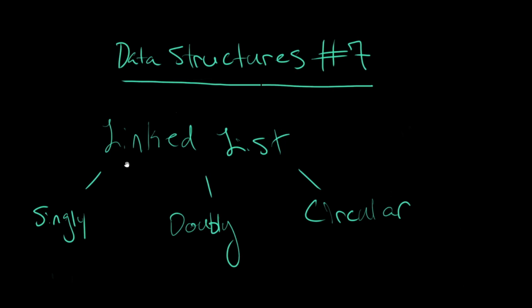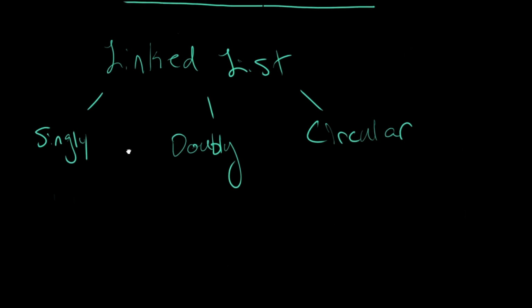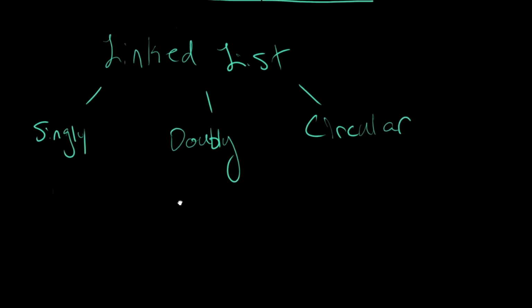Today we're going to talk about a different data structure, one of the most fundamental ones other than the array. This is what's called a linked list. There are 3 versions that we're going to look at in this series: the singly, the doubly, and the circular.